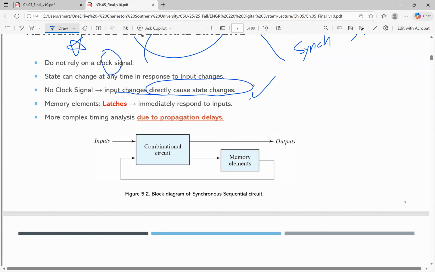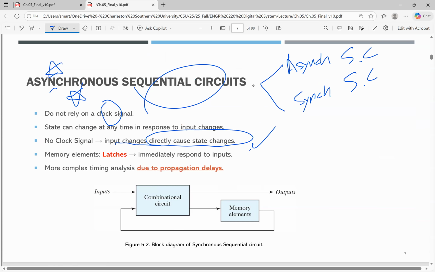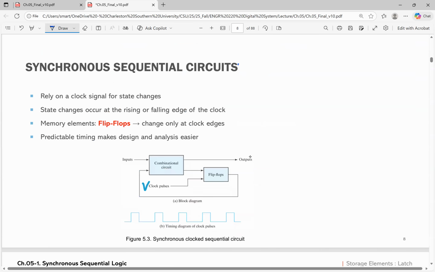For this case, the memory element of an asynchronous sequential circuit is the latch. The latch immediately responds to the input. That is one of the benefits. However, it requires more complex timing analysis due to things like the propagation delay that we learned before.